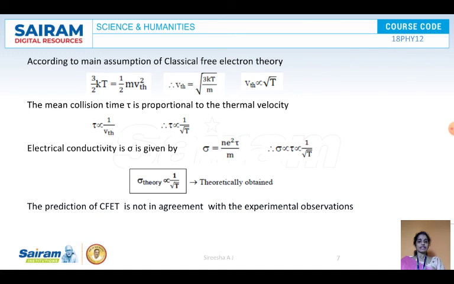From here we can say that sigma theoretically, that means the theoretical value of conductivity, is proportional to 1 by root T. But experimentally we have got that sigma is proportional to 1 by T. There is a difference of a root. So this prediction of CFET is not in agreement with the experimental observations.